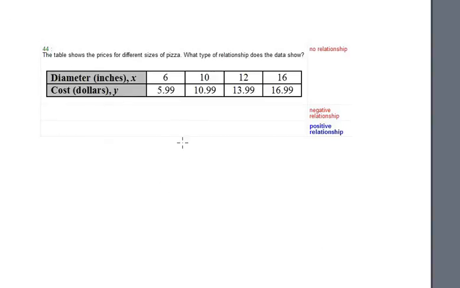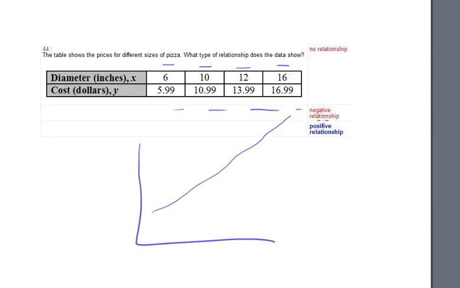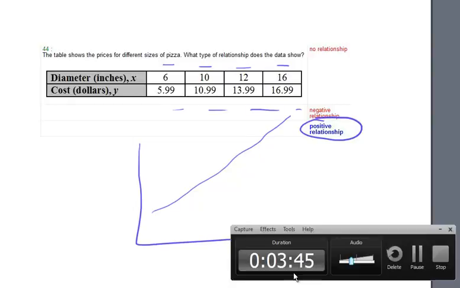Okay, this one doesn't give us a graph, it gives us a table and wants to know what the relationship is. And as you see, as this number goes up here, so does this number. So if we were to graph that, it might look something like this. So it also has a positive relationship because it has a positive slope.